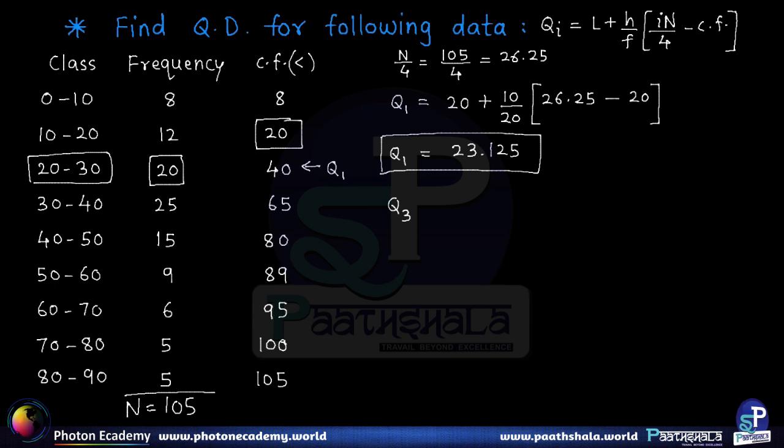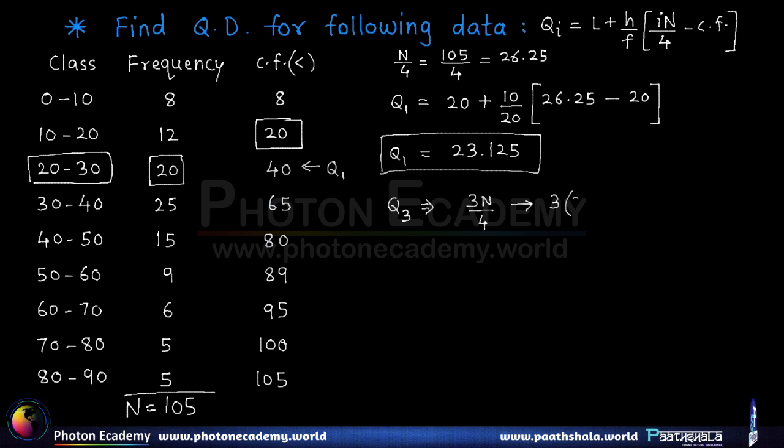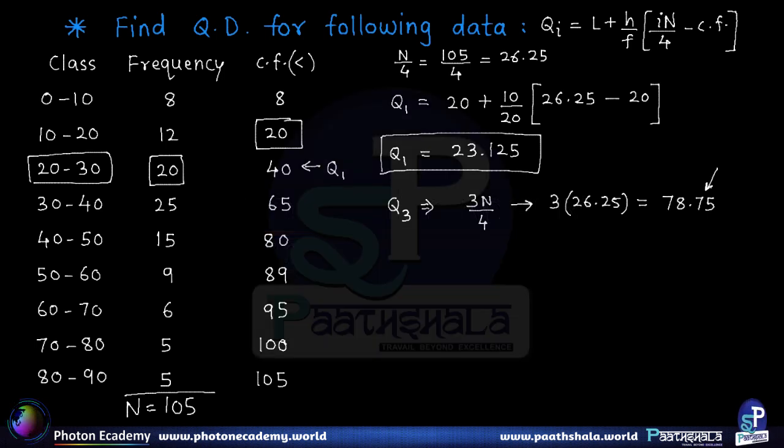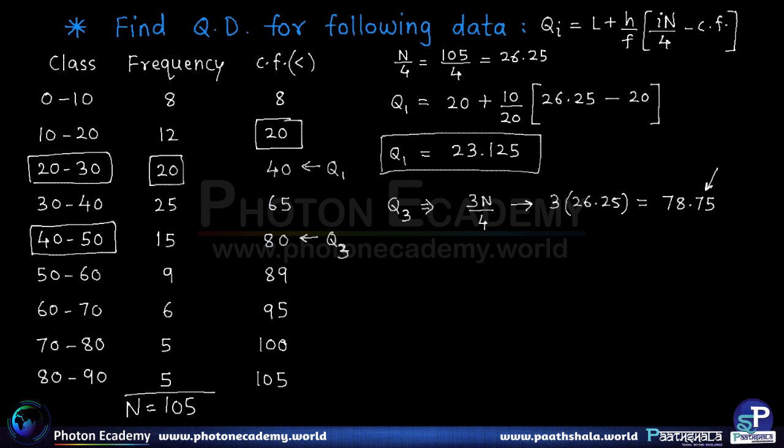In case of Q3 we have to calculate 3n by 4, because that comes at the 75% mark, isn't it? So 3n by 4 is 3 into 26.25, which is 78.75. We have to locate the observation which comes at the 78.75th position. Once again, looking at the data, it is clear that Q3 lies in the class 40 to 50.